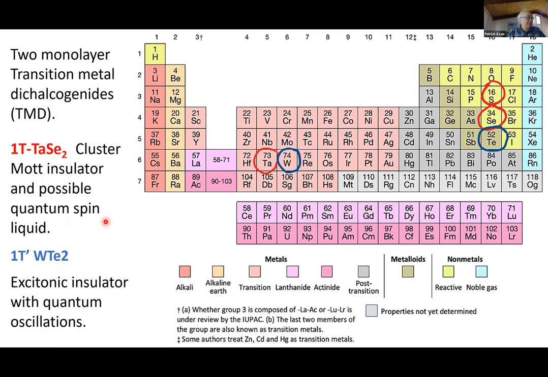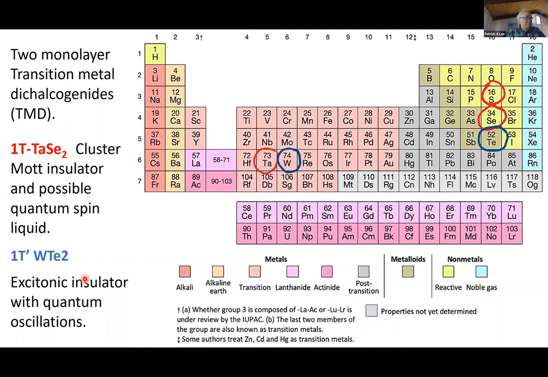Second story is the tungsten ditelluride. So the tungsten lives here and tellurium is here. I call this a jack of all trades in TMD because it does everything. It's a quantum Hall system. It's a superconductor when it's doped. And people are saying that it's actually an excitonic insulator, which also makes it very interesting. And there are reports of quantum oscillations, which of course is very unexpected in an insulator. So that's why I find these two materials very interesting. I would like to share with you their properties.